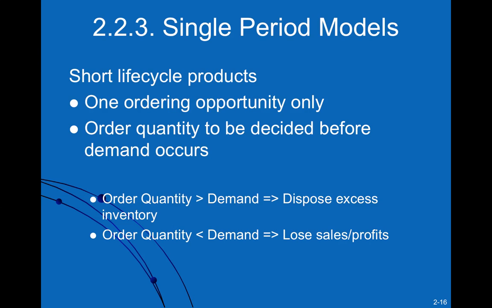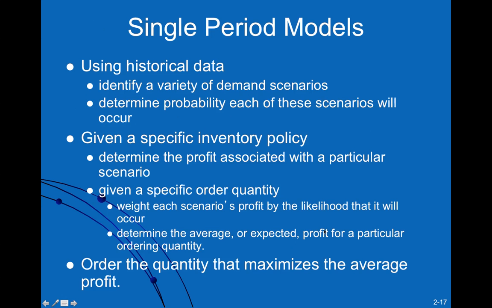And so single period models are quite interesting because they usually have some uncertainty associated with them, and we have to make that one decision. And there's a pretty good chance that we could end up either with excess inventory or we could actually have a shortage. One of the things that we do know is that if the order quantity is greater than the demand, then you're going to have to dispose of excess inventory. And of course, if it is less, then you lose sales or profit.